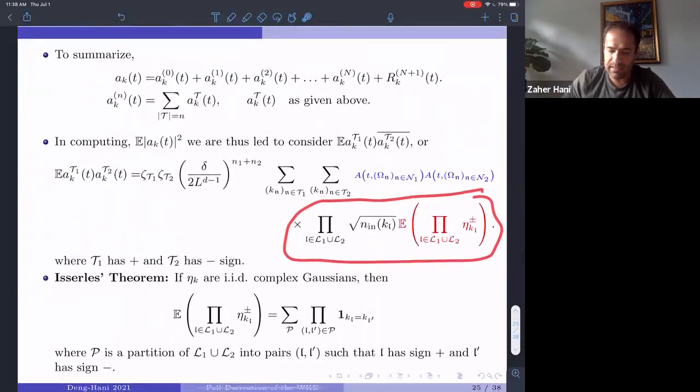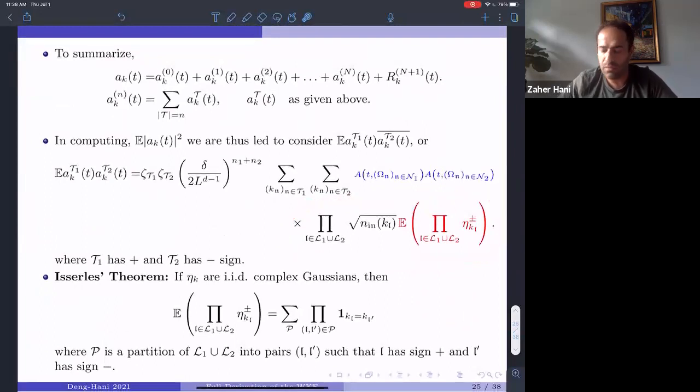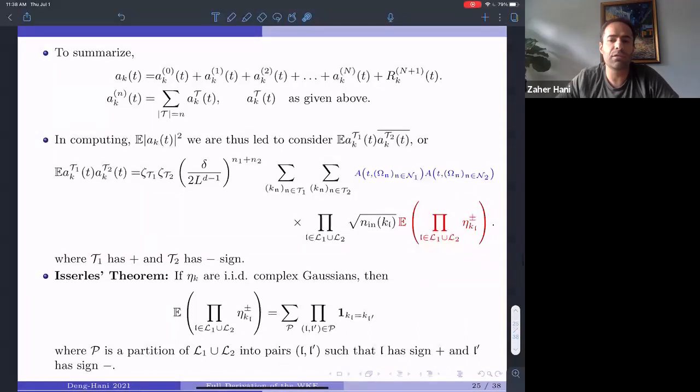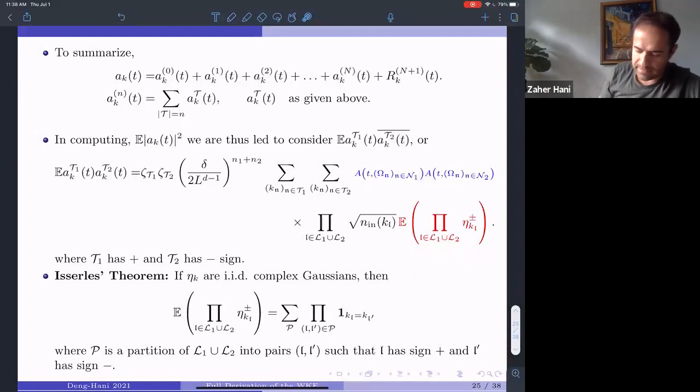So here's the key point: there's an expectation here. You have a product of Gaussians. Each leaf gets a Gaussian that is either conjugated or not, depending on the sign of the leaf, and you take the expectation of that. This expectation is, of course, 0 unless the leaves pair with each other perfectly, and this is a consequence of the independence of the leaves. Because we are dealing with Gaussians, we have a simple formula for that. This is given by Isserlis's theorem.